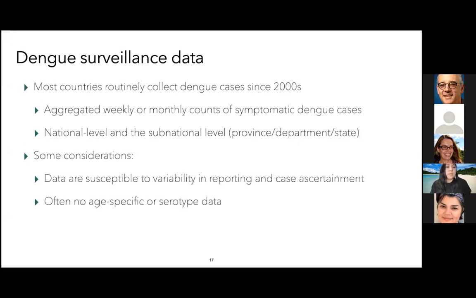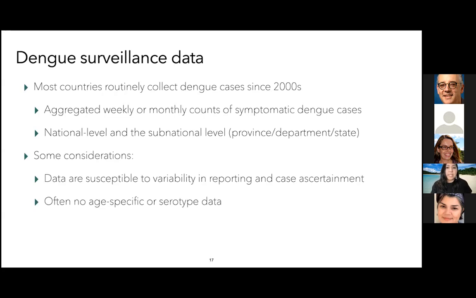So to answer this, we aimed to collect dengue surveillance data, historical data specifically. Most countries actually started to collect routine dengue cases starting in the early 2000s. There are a few countries that had dengue surveillance systems in place since the mid 1980s. Those are Mexico, Puerto Rico, Brazil, and a couple others.